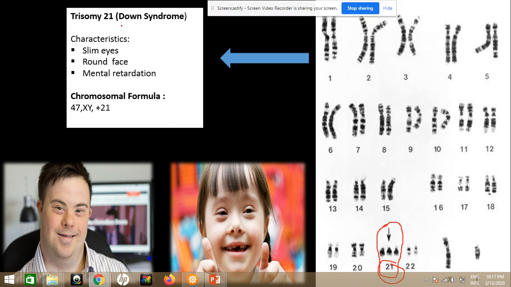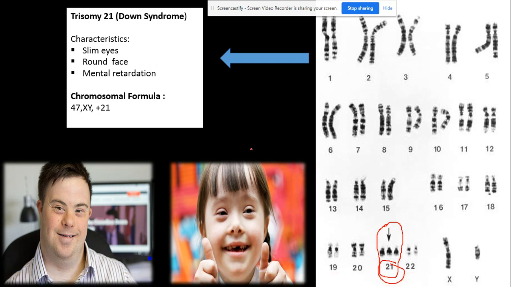Now, the common name for this disease is Down syndrome. I am pretty sure, guys, that you are very familiar with this syndrome, or you've seen people looking like this before, but you probably didn't know the cause of this disease. As you can see, people suffering from this disease mainly have slim or narrowed eyes. They also have a round face, and unfortunately, they have mental retardation. It means that their brains can't function the way our brain functions.